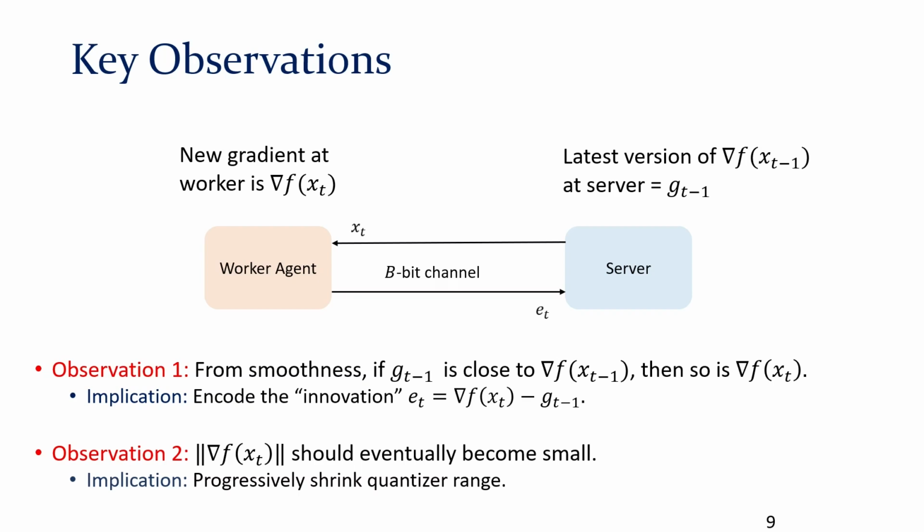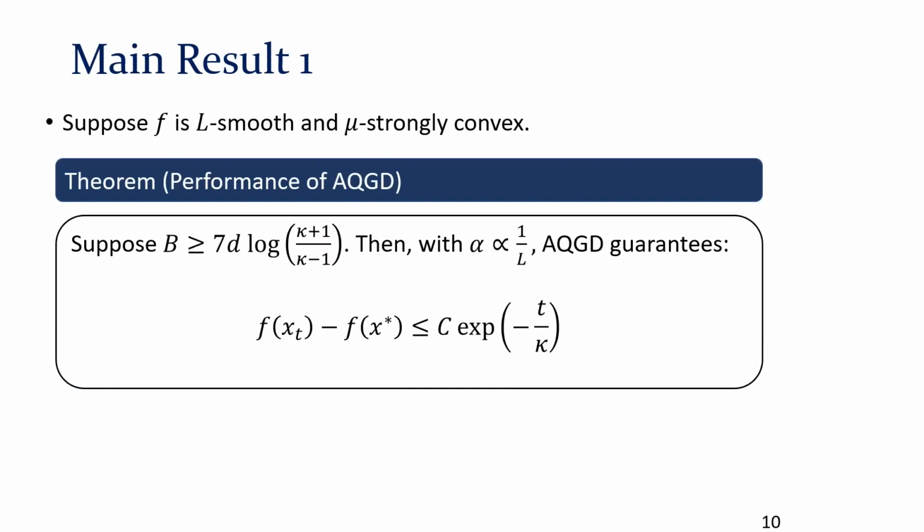But the main thing that I'd like to point out is that this encoding scheme is exploiting the structure of the problem, and that it's leveraging the smoothness of this operator and the fact that this gradient is eventually becoming small. Okay, so it's not ad hoc. Okay, so what can we say about this scheme?